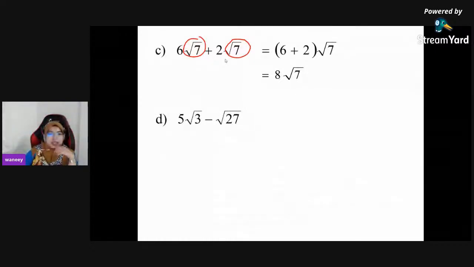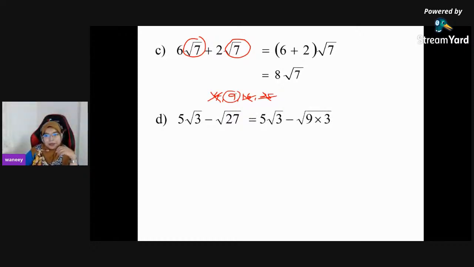Another one. Okay, so 5 square root of 3 minus square root of 27. Again, make sure to simplify square root of 27. So the square numbers 4, 9, 16, 25. Obviously, 25 doesn't work. No. 16 doesn't work. No. 4 doesn't work. No. So that means we are left with 9. So 27 is 9 times 3. So we're going to separate them to become square root of 9 times square root of 3.